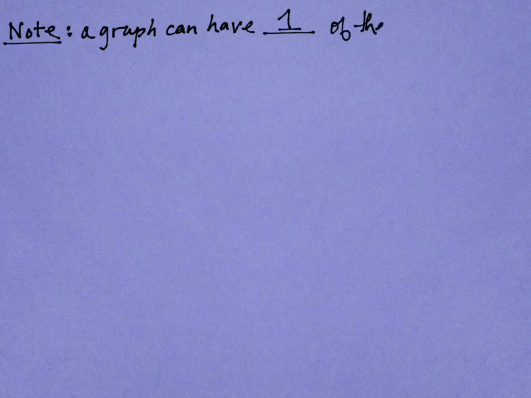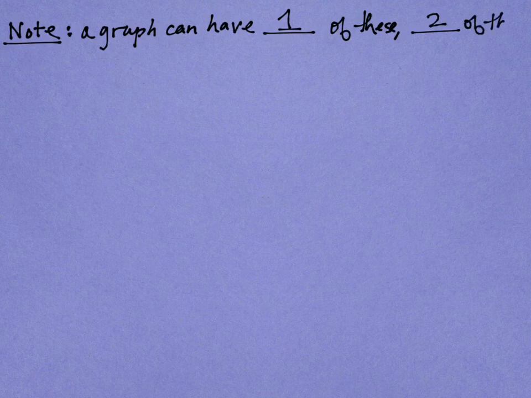All right, so note. It says note. Can you see that black on the blue? Good. All right, a graph can have one of these, two of these, or none of these.